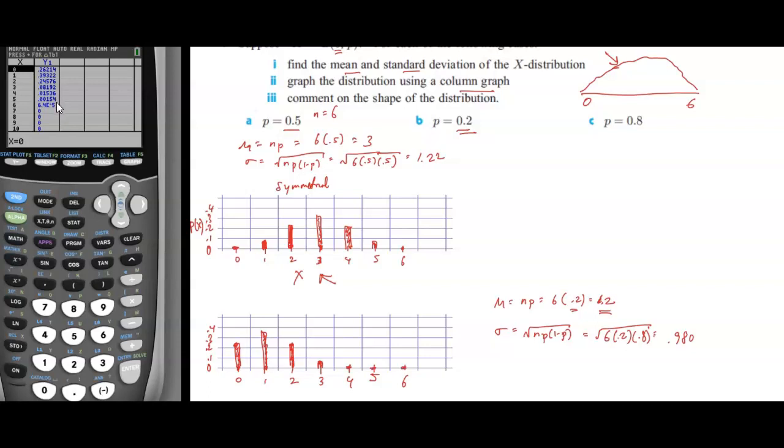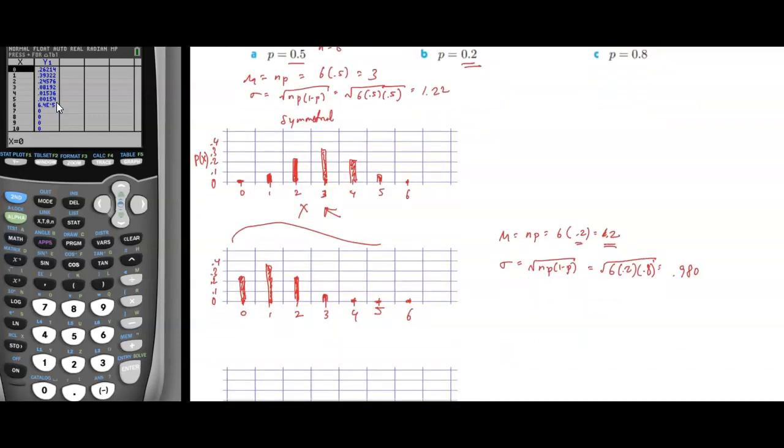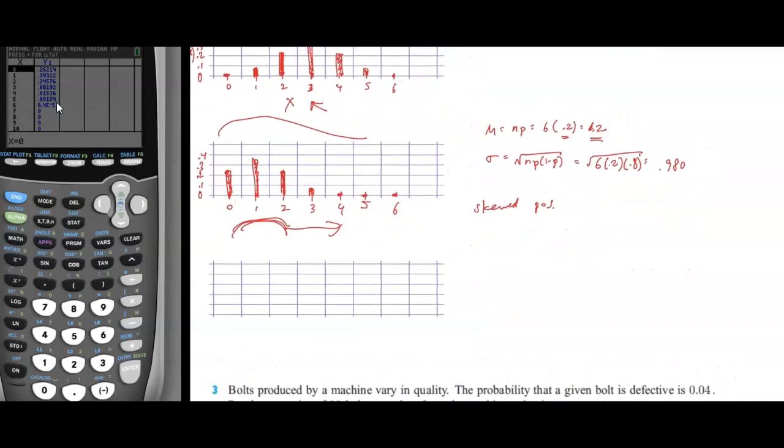Okay, so it's as we predicted. It's like more to the left. And it says to describe, comment on the shape. Do you remember how we use skewed positively or skewed negatively? So basically, if the bump extends to the right, we would say skewed positively. Okay. So that was for 0.2.